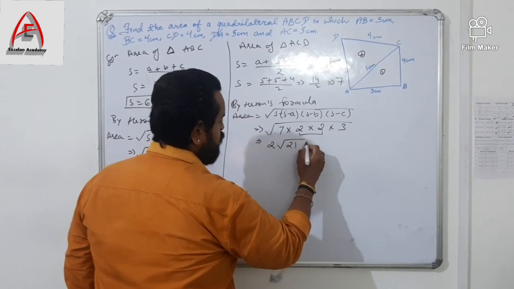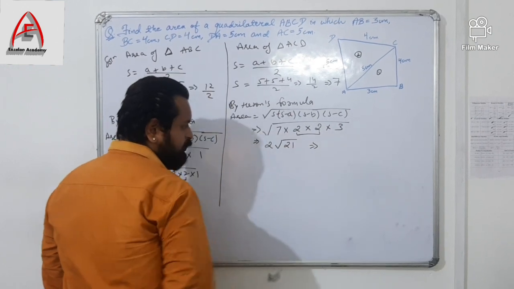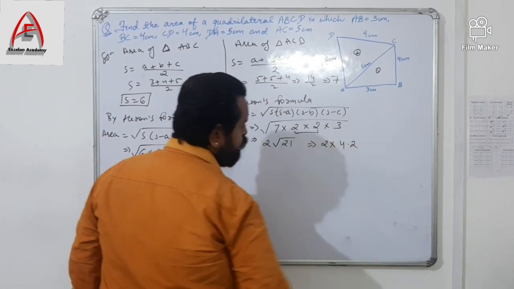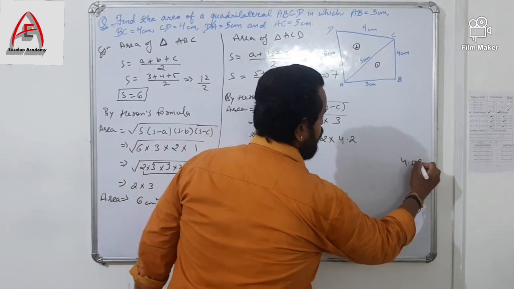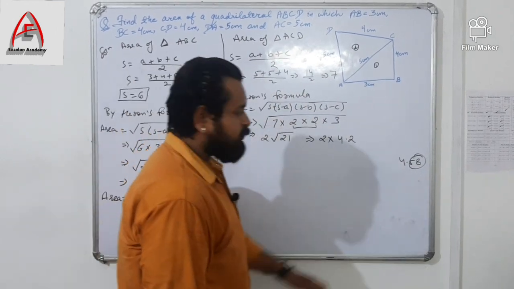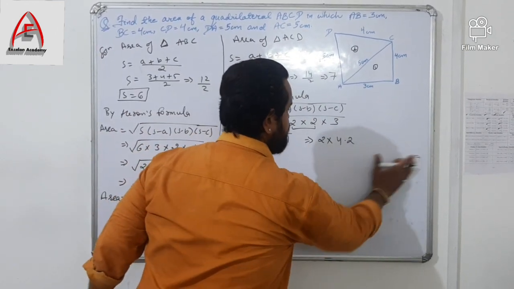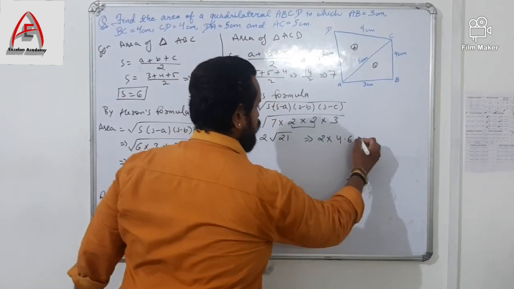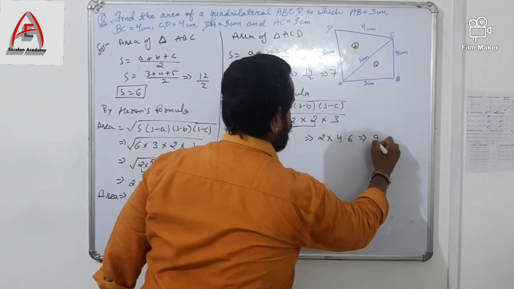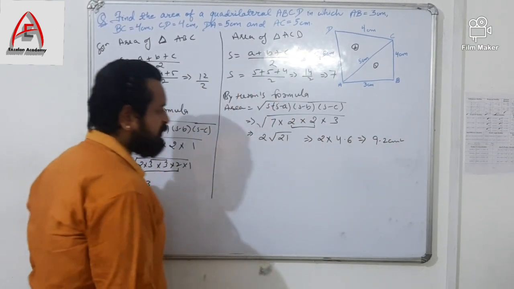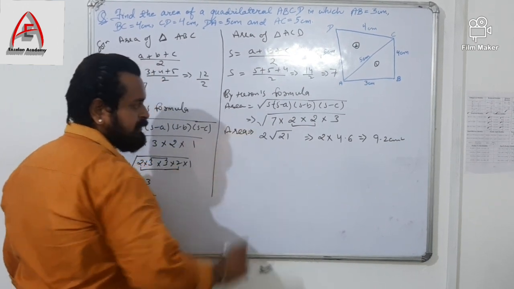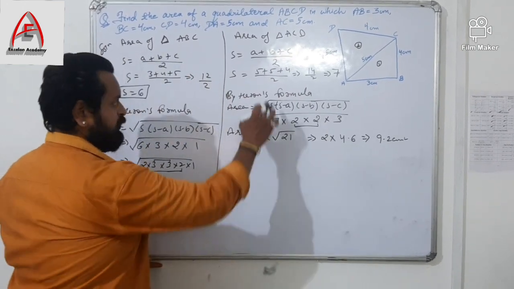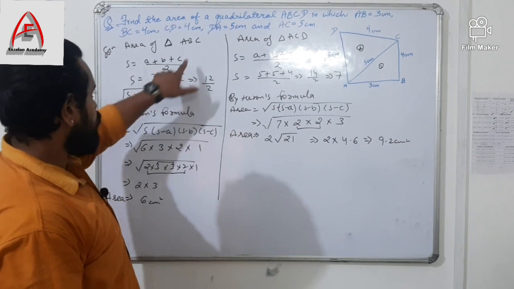7 3s are 21. Now we have to find the value of root 21, and the value of root 21 is 4.58. After rounding 4.58 we get 4.6. So 4.6 will be the value of root 21. Now multiply it. 9.2 centimeter square will be the area. See, this is the area of triangle ACD, and this is the area of triangle ABC.